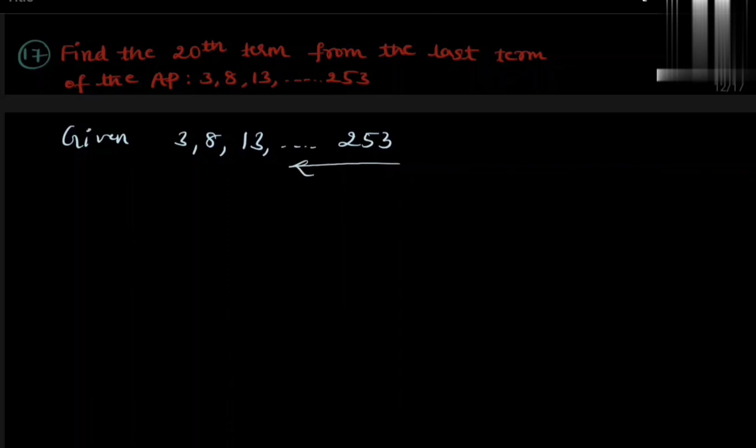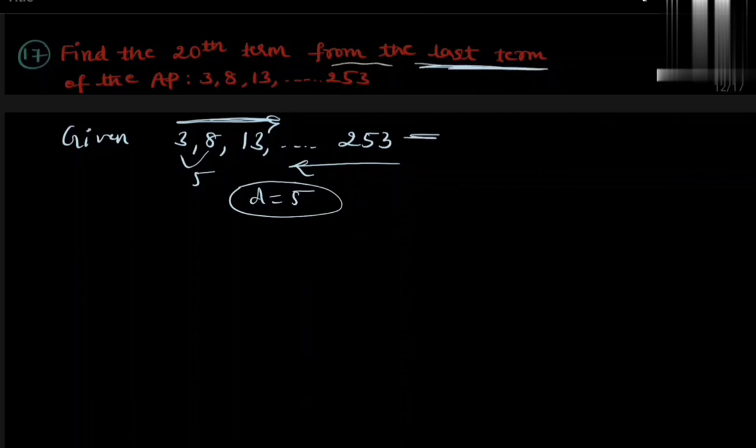So here the question is, find the 20th term from the last term of the AP. The AP given here is 3, 8, 13, and so on to 253. So here we want to find the 20th term from the last term. That means we want to find from this side, not this side. Here the common difference is 8 minus 3, which is 5. So first write the reverse of this AP, because we want to find the term from the last term. So therefore reverse the AP.